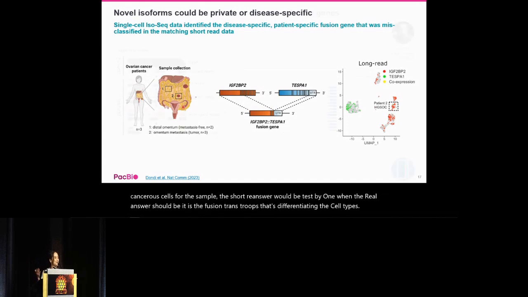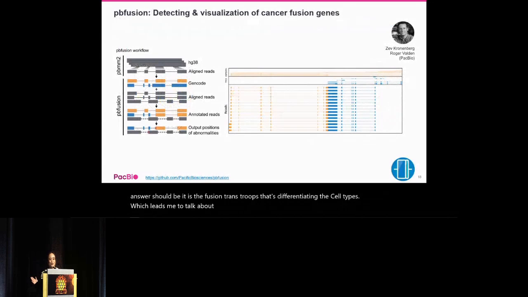Which leads me to talk about fusion tools. There are many fusion tools for long reads out there already. I'm merely mentioning one that's developed by Zev Kronenberg and Roger Volden at PacBio's CompBio group called pbfusion. You can find it on GitHub.